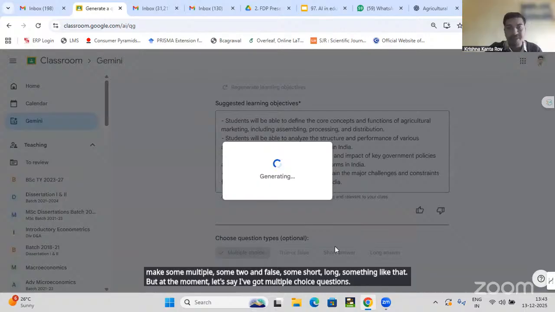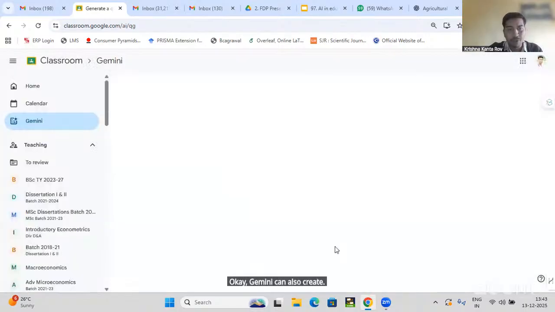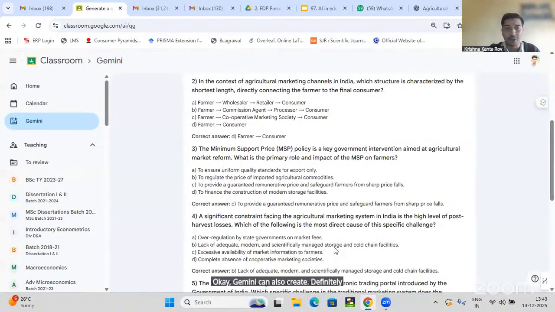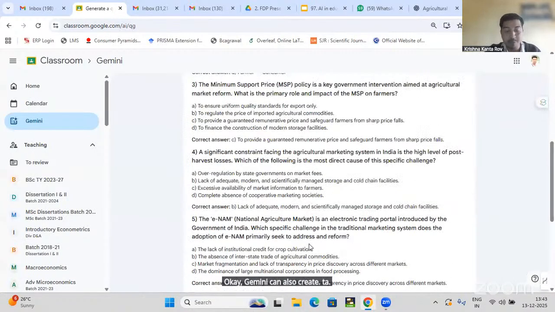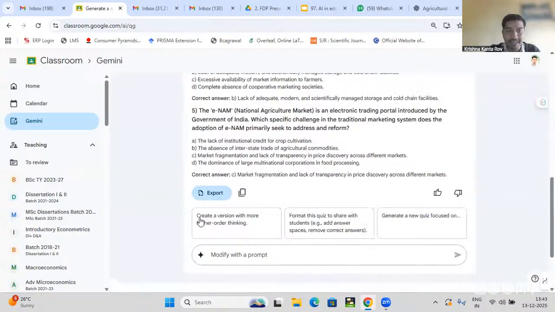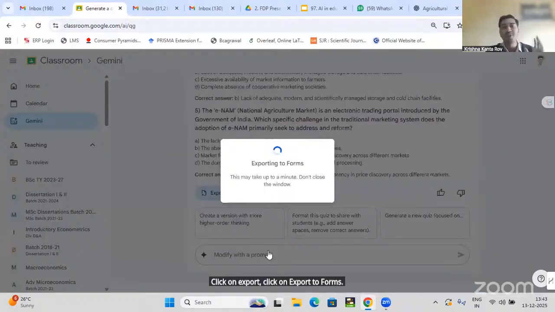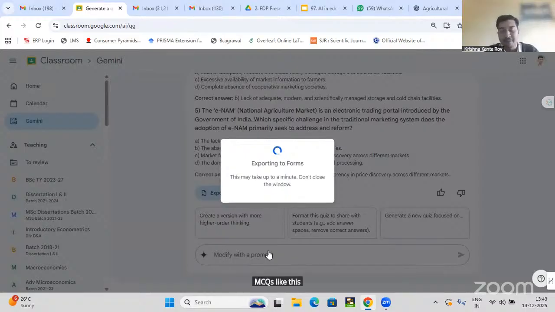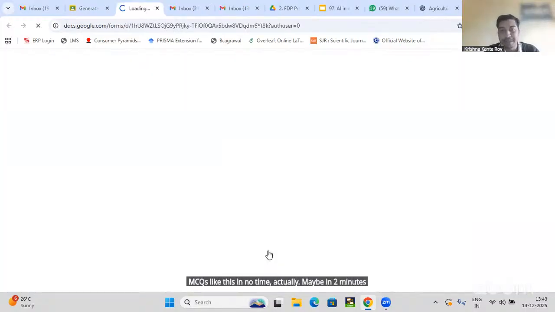Now Gemini can also create this. You will say, yes, what is the big deal in this, definitely any AI agent can do this. What is big here? Click on export. Click on export to forms. So you don't need to manually copy paste. You can directly make MCQs like this in no time, maybe in 2 minutes. See, I have not done any copy paste. It will come as Google quiz. See this.